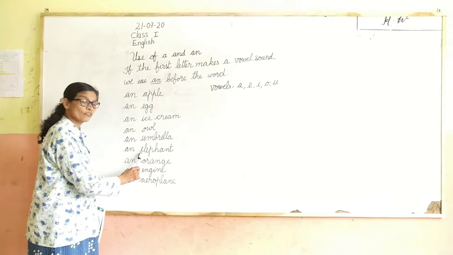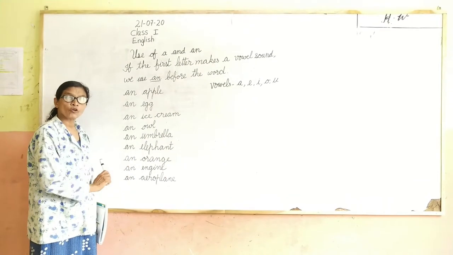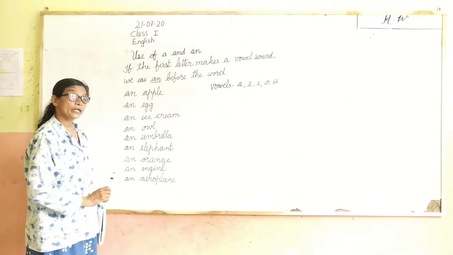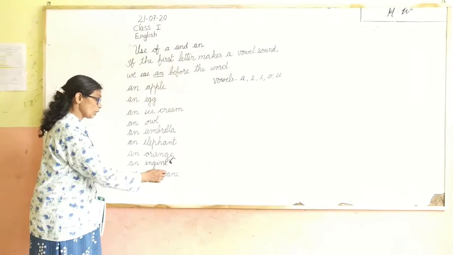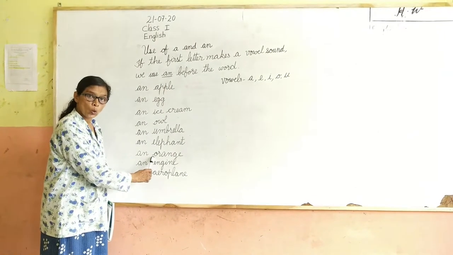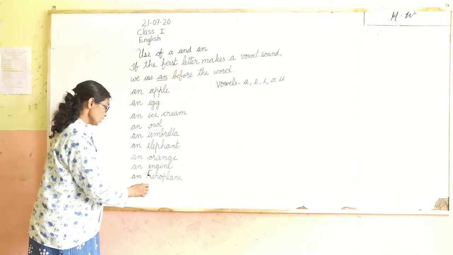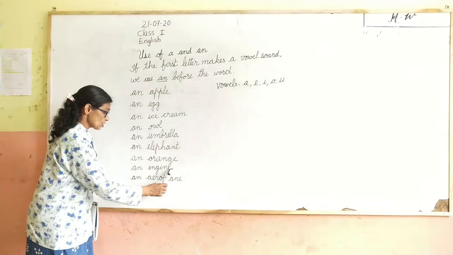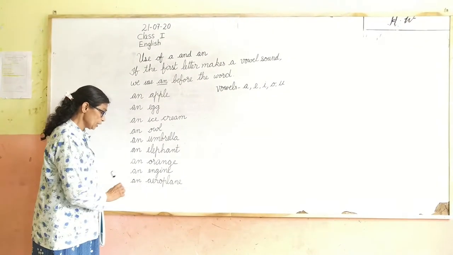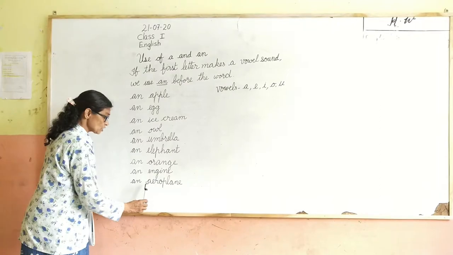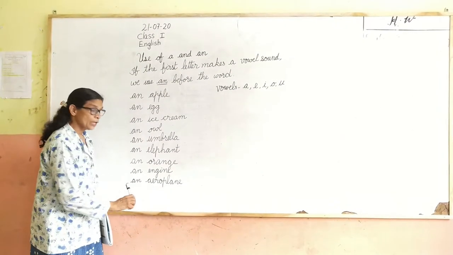Elephant. The first letter of elephant is E. So we use an before elephant. Orange. The first letter of orange is O. So we use an before orange. Engine. The first letter of engine is E. So we use an before engine. Aeroplane. The first letter of aeroplane is A. So we use an before aeroplane.